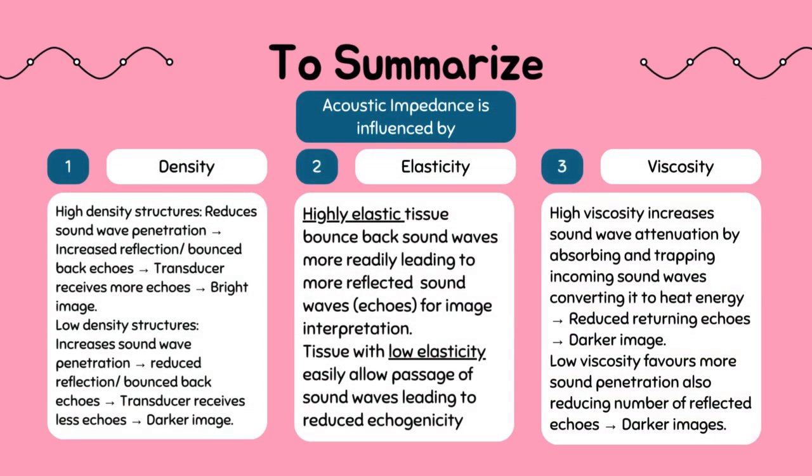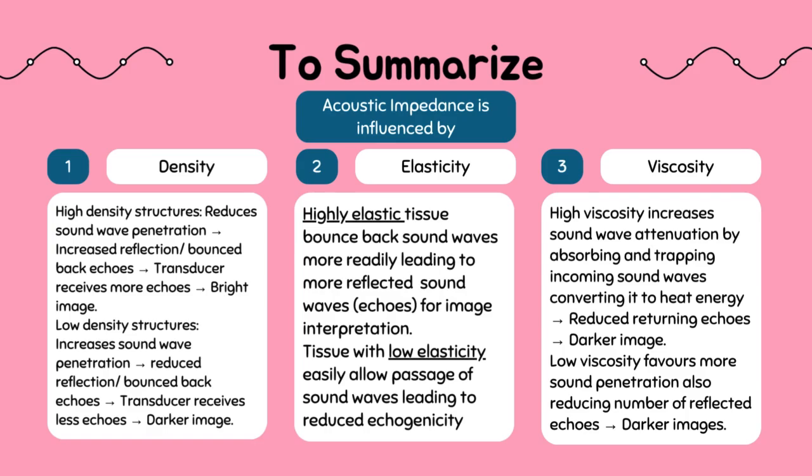In summary, high density structures reduce sound wave penetration by their very little intermolecular space. This will increase reflection or bounced back echoes, which the transducer will receive, and a bright image will be formed. While low density structures will increase sound wave penetration, the amount of reflected waves will reduce, and this reduced amount of reflected waves will be picked up by the transducer, but a darker image will be formed.